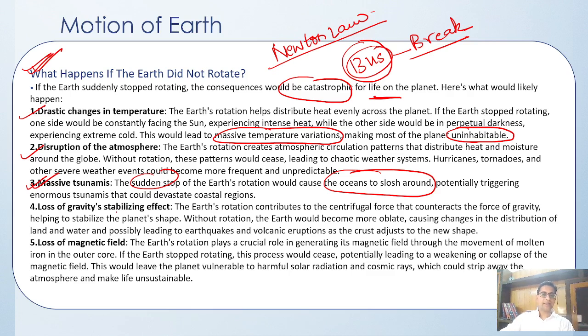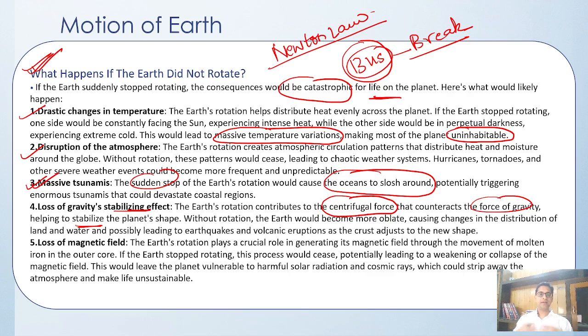Next is the loss of gravity and the stabilization effect. The earth creates a stabilization effect because of centrifugal force, which counteracts the force of gravity and helps in stabilizing the planet. If rotation is not there, our earth will become oblate. The land distribution will change, and the water distribution will change automatically. It will lead to earthquakes and volcanic eruptions because of the sudden destabilization of the land.